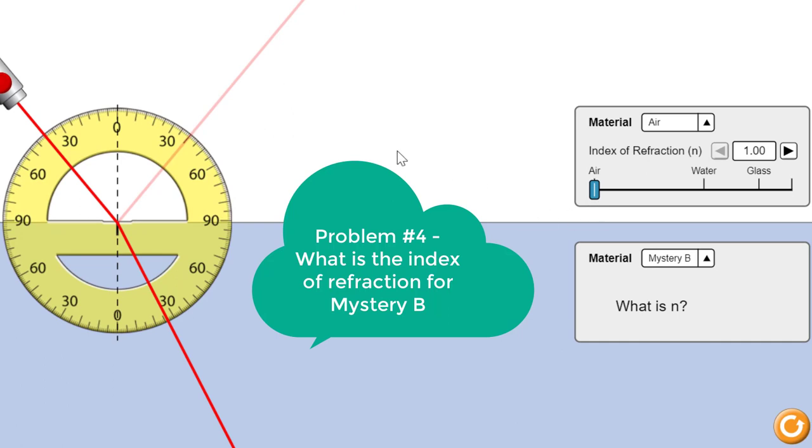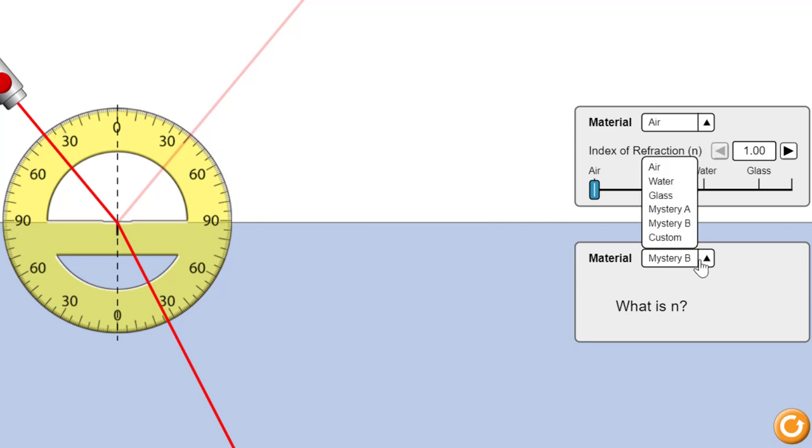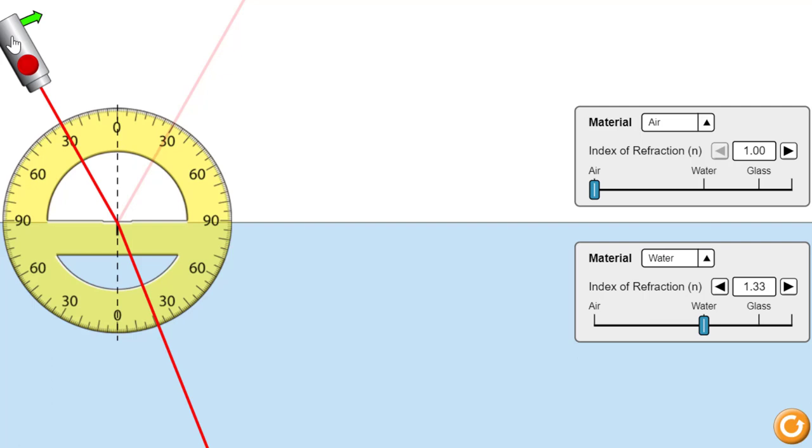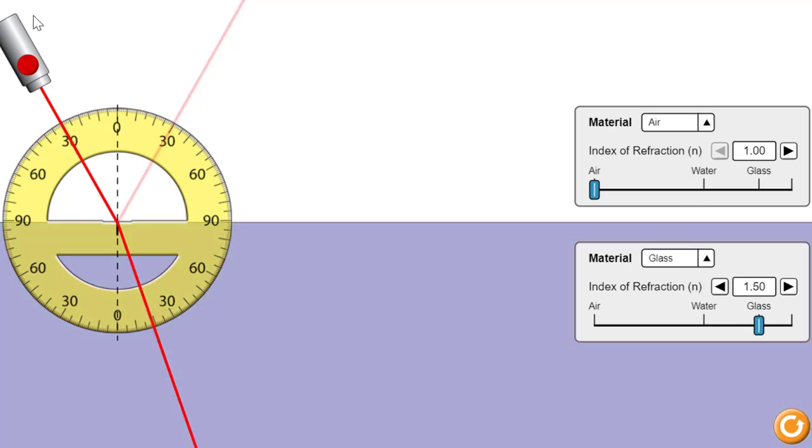So let's review. Problem number 1 is we're going from air to water, coming in at 30 degrees. Problem 1A, what angle is it reflected at? What angle is it refracted at? To the nearest whole number for the reflection, and to the nearest 1 decimal place for refraction. Remember, water has an index of refraction of 1.33. Use Snell's law.